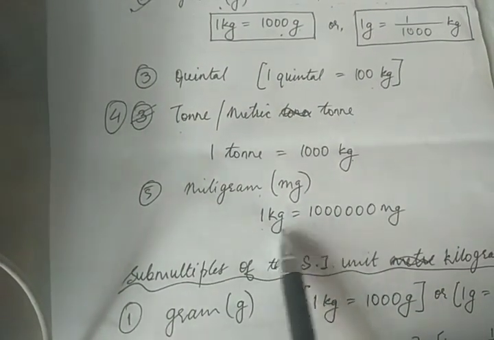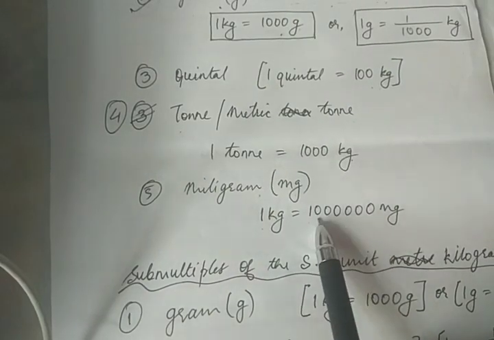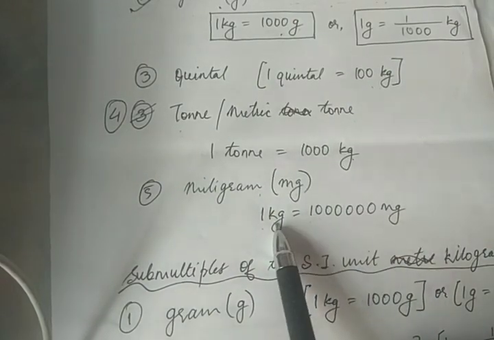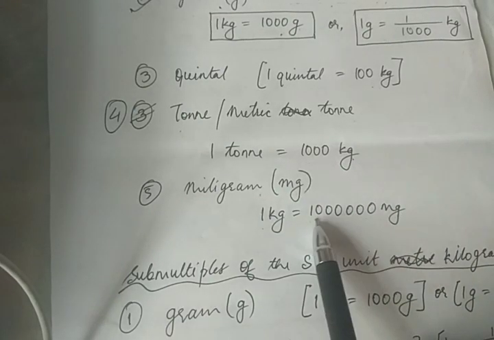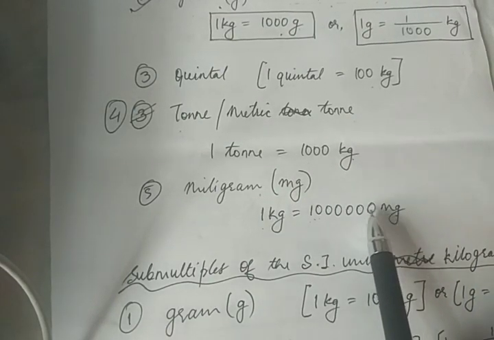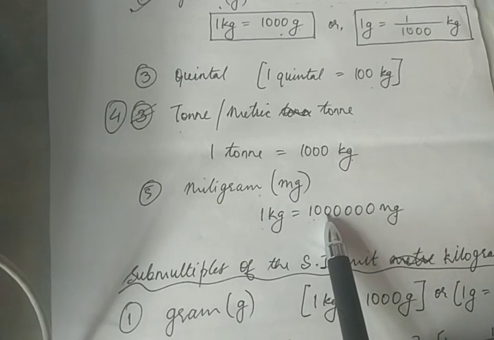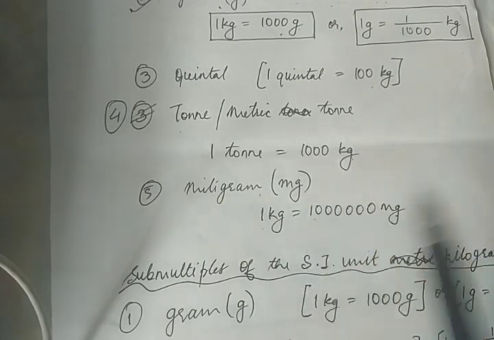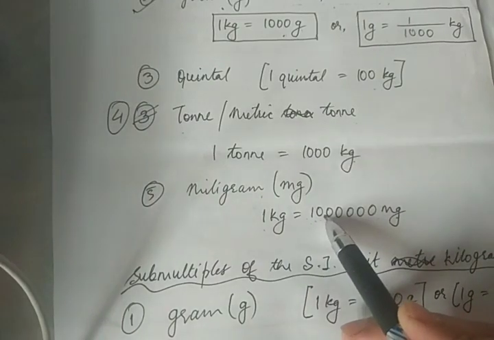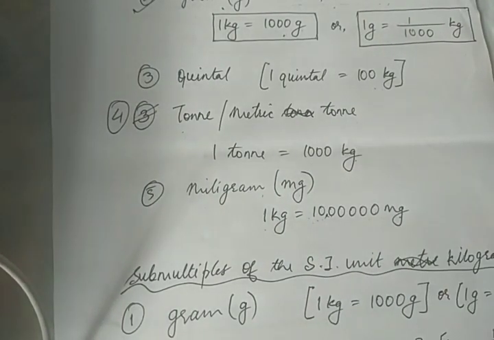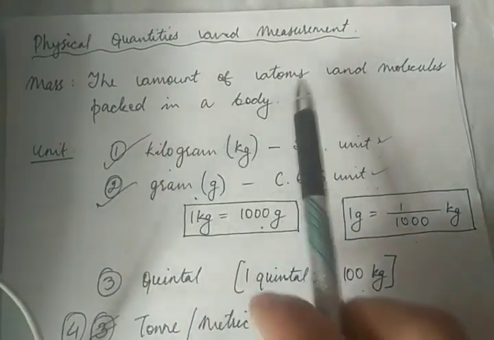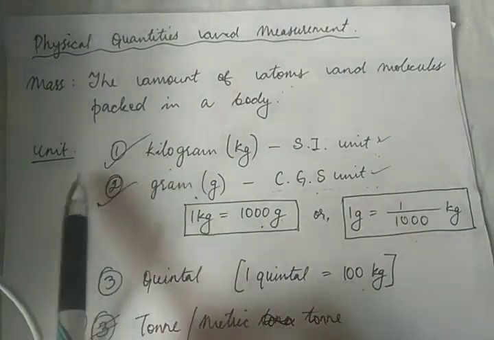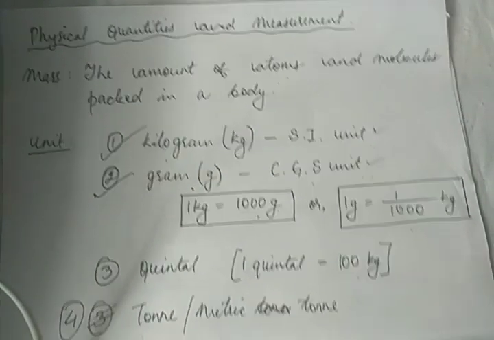Likewise, 1 kilogram is 1 with 6 zeros milligram: 1, 2, 3, 4, 5, 6. Ones, tens, hundreds, thousand, 10 thousand, lakh, 10 lakh. So 1 kg is 10 lakh milligram, or 1 with 6 zeros. These are the different relations. Note down everything that we are discussing, along with the definition of mass. Remember the different units.